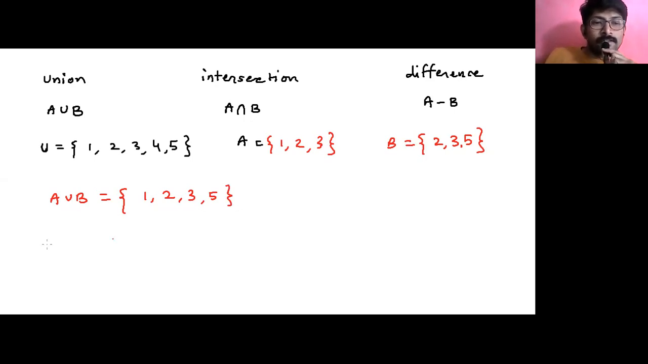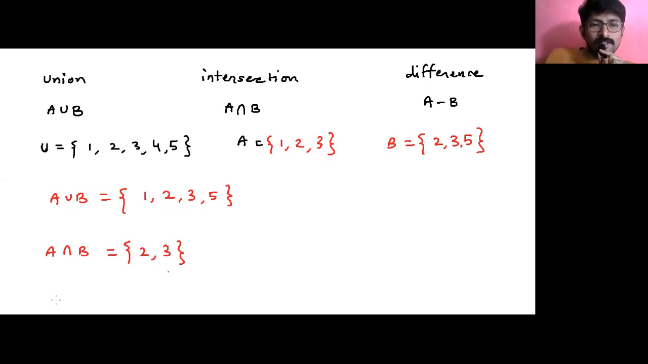Now the next is A intersection B. What does intersection mean? What is common between the sets A and B? Set A is 1 2 3, set B is 2 3 5. So what is common in these two sets? That is obviously elements 2 and 3. That is common in these two sets. So that is called the intersection.